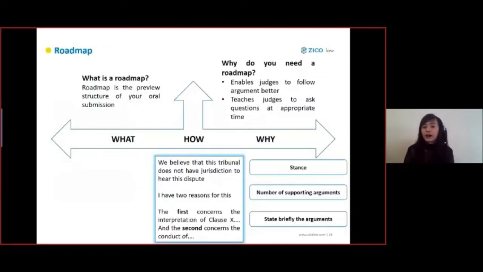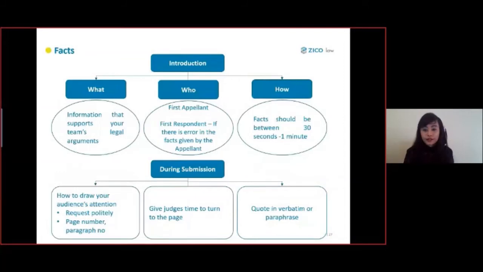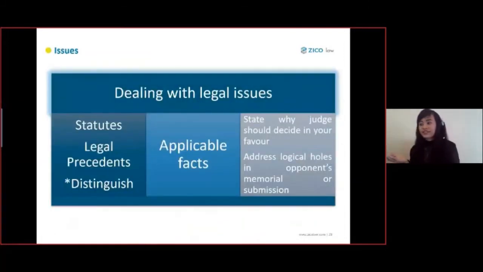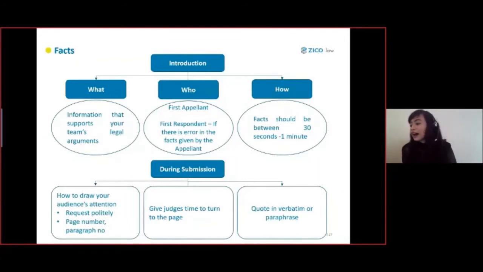Now the facts. So what's facts? Facts is basically information that supports your team's legal argument. So who should give your facts? It should always be the first counsel. But if the first counsel of the appellant has given an error in the facts, then the first counsel of the respondent should always step in and correct the facts so that the judges don't have a one-sided view of the moot problem.